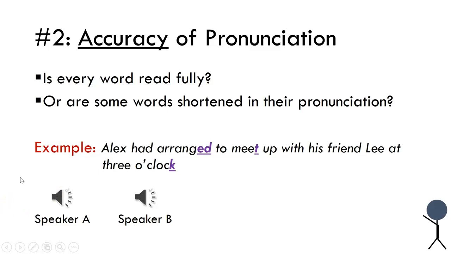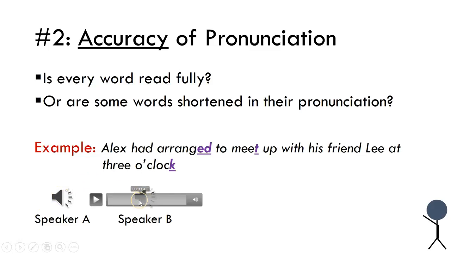Alex had arranged to meet up with his friend Lee at 3 o'clock. Notice the words that are underlined and italicized in the example in purple for you. I want you to notice whether the speaker pronounced each word fully. The reason why certain words are highlighted is because they are ending with what we call consonants. They're ending with T's, the EDs and all that. The examiners are going to be looking out for this, whether you pronounce them clearly or not.